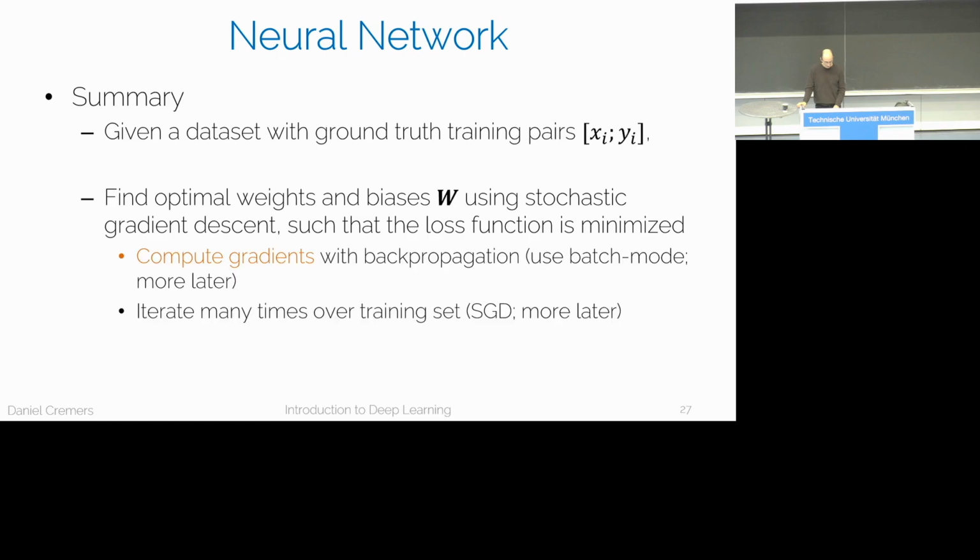And we'll learn about stochastic gradient descent later. So the idea is that you compute gradients with what's called backpropagation and what's called the batch mode. We'll see more of that later. And then you basically iterate over your training set, typically multiple times. And the stochastic aspect, to say that up front, is that in every training epoch, you don't take all the training data in your loss function because it's way too big.